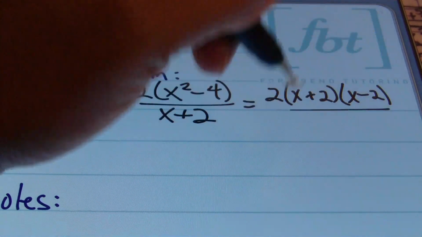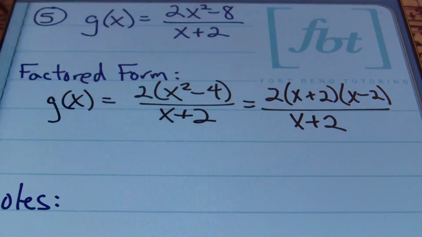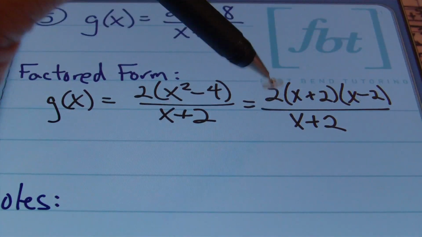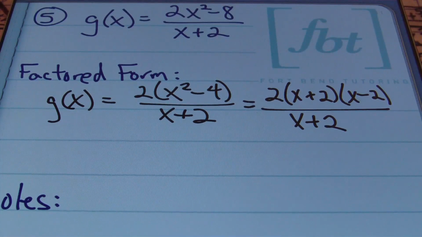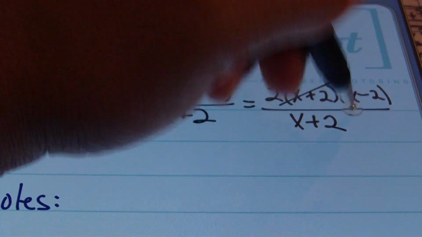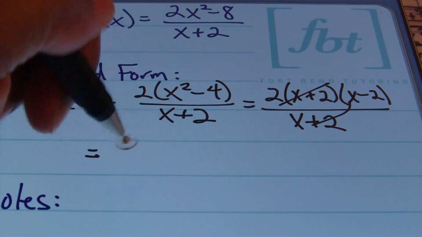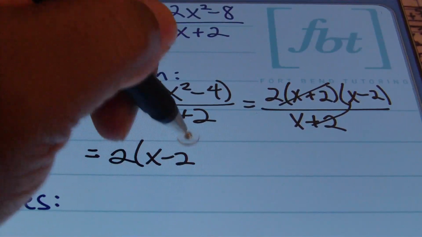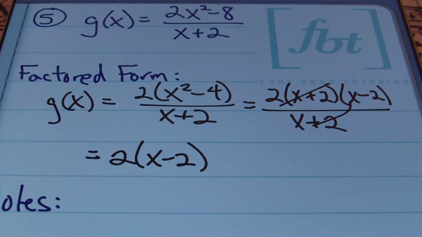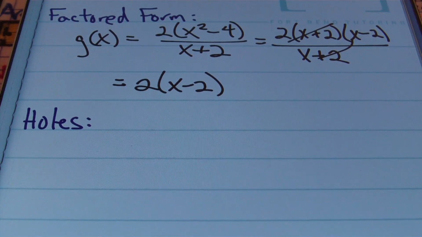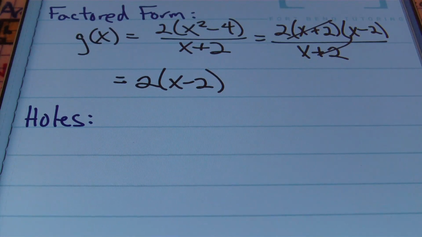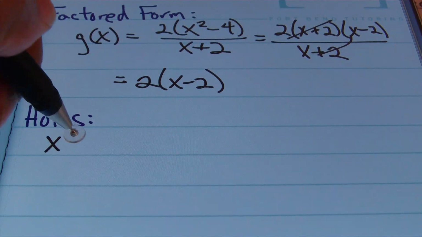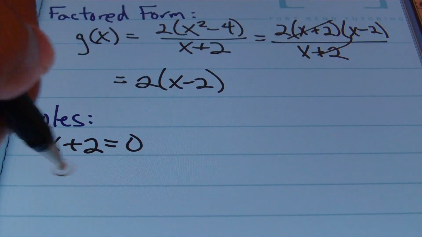Continuing to factor, this will become 2 times x plus 2 times x minus 2 all over x plus 2. Notice that we have a common factor in the numerator and the denominator, and we're going to cancel that out. So we'll end up with a simplified version, which will be 2 times the quantity of x minus 2, or 2x minus 4 if you prefer. That is the simplified form of our original rational function. Recall, we canceled out x plus 2, didn't we? So we can set this factor equal to 0 and solve for it.